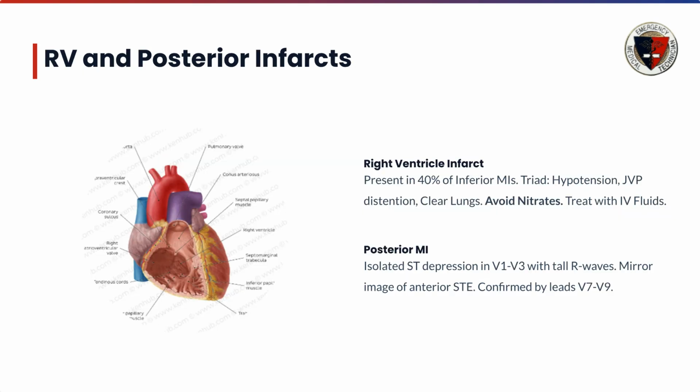Right ventricle infarcts are present in 40% of inferior MIs, characterized by hypotension, JVP distension, and clear lungs. Crucially, avoid nitrates and treat with IV fluids. Posterior MIs show isolated ST depression in V1, V3 with tall R waves and are confirmed by V7, V9 leads.